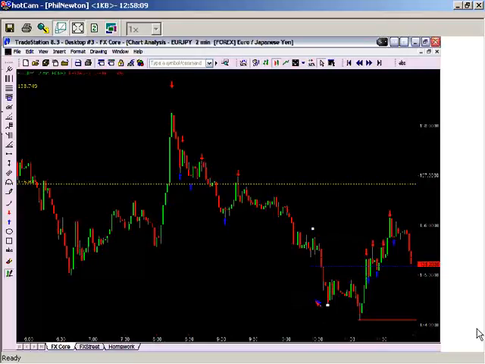Previous swing high, previous swing low. Move up to the 38. Doesn't get up to the 50. No trade. You're looking for trading opportunities.